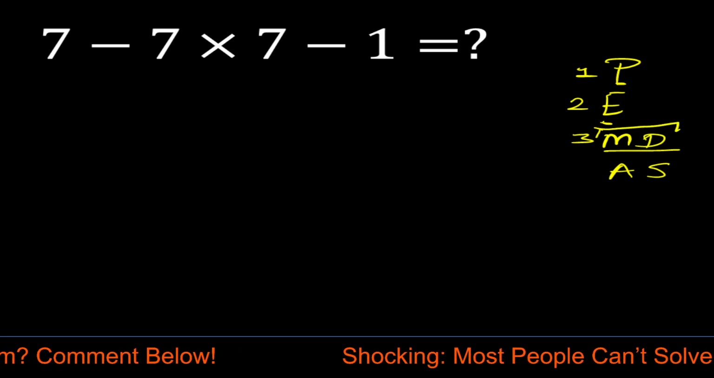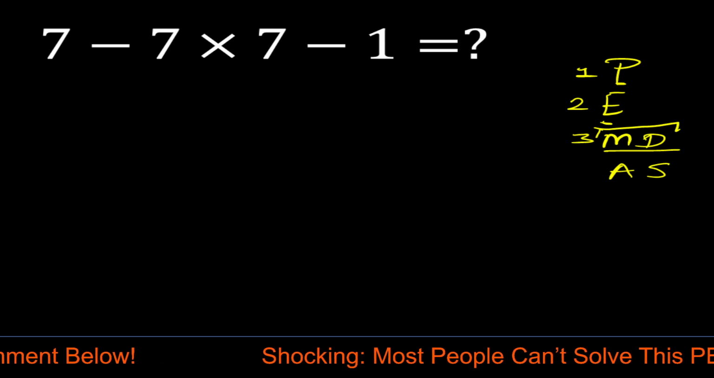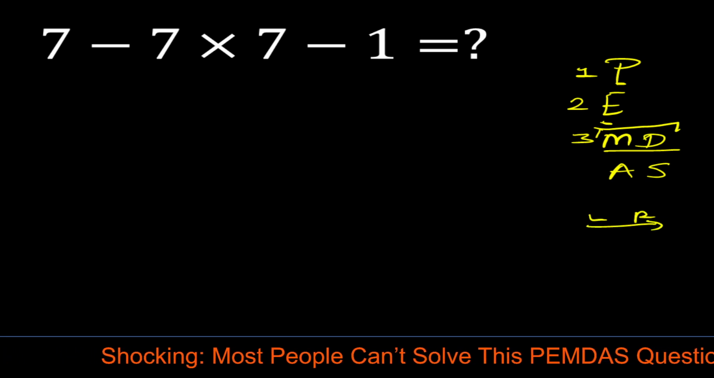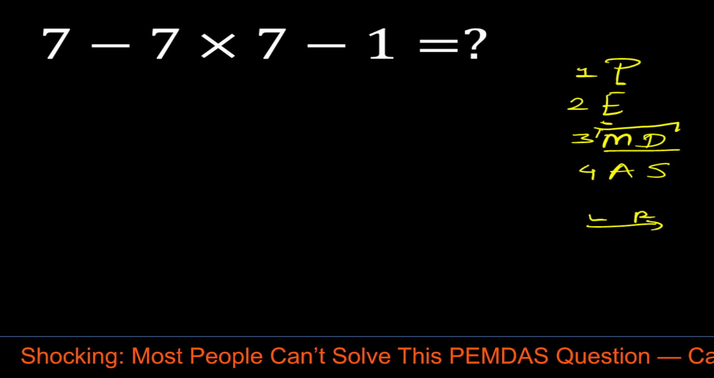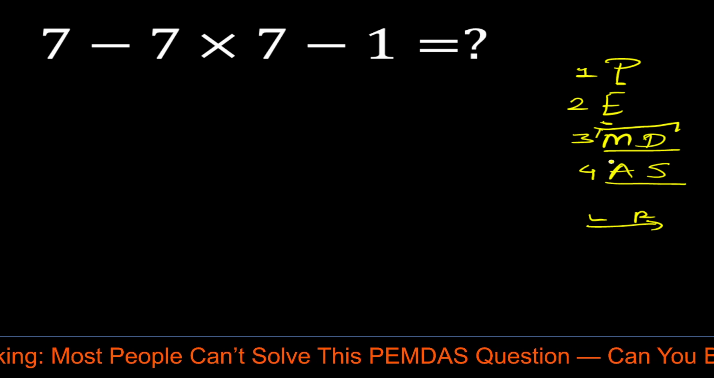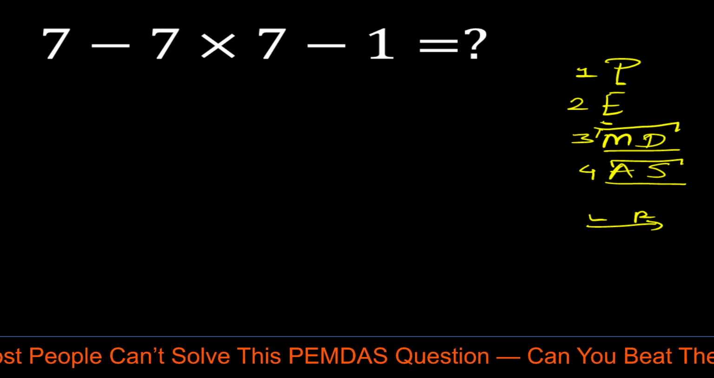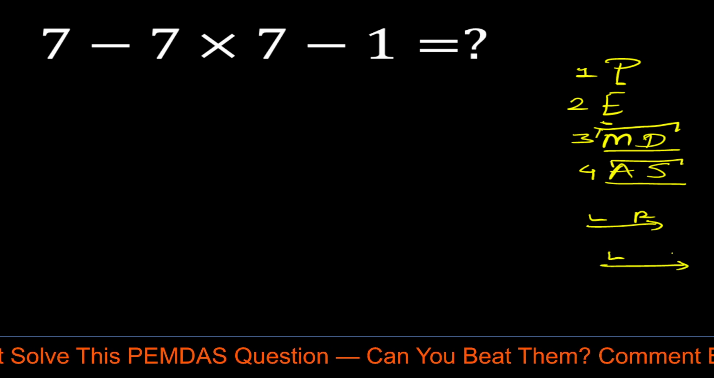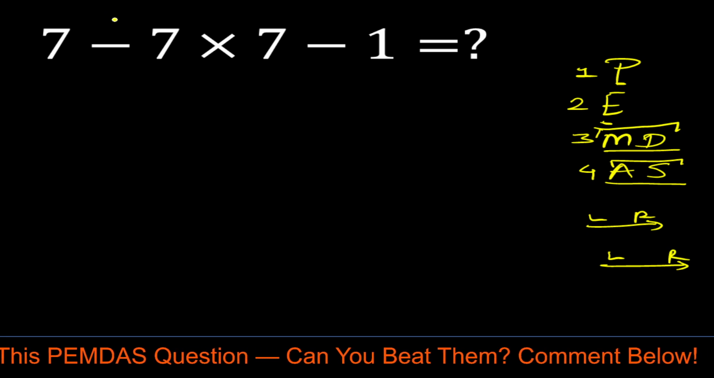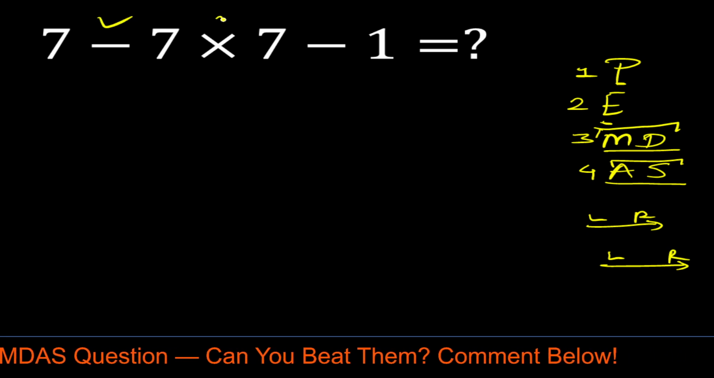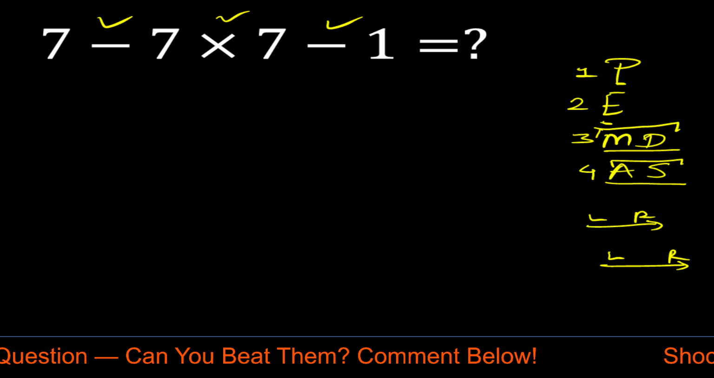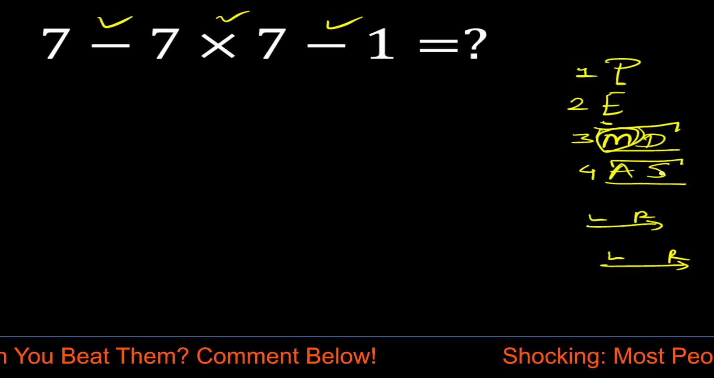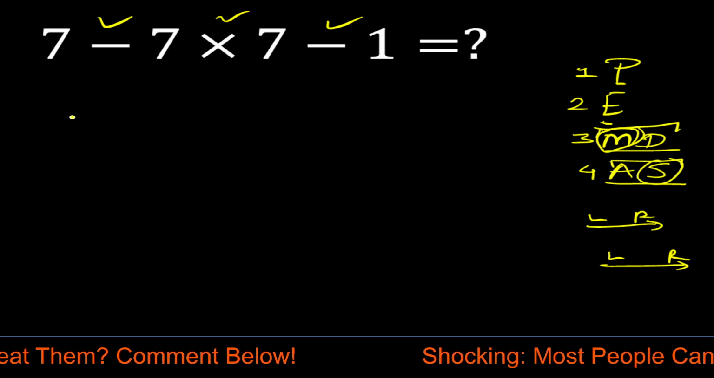Here multiplication and division both have equal priority, so we have to solve it from left to right. Then fourth and last priority is addition and subtraction. Also addition and subtraction both have equal priority, so we have to solve it from left to right. So in this question, here we have subtraction, here multiplication, and here subtraction, right? So according to PEMDAS rule, first we have to solve multiplication, then we have to solve subtraction, right?